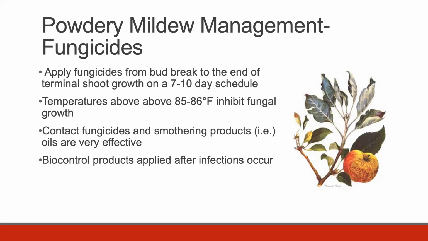Smothering products such as oils can also be used to prevent the dissemination of conidia. Smothering products, as well as biocontrol products, should be applied after infections are first observed, as they have no efficacy as protectants.